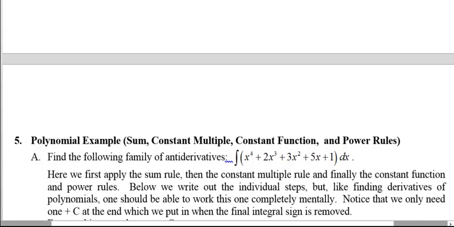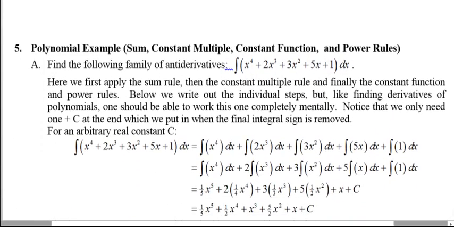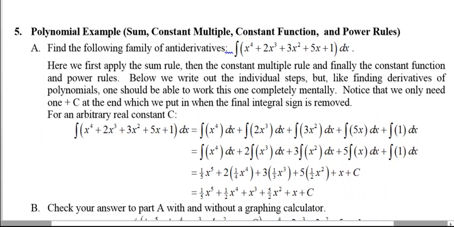Let's do a polynomial. Now, polynomial, this is going to actually use the sum rule, the constant multiple rule, the constant function rule, and the power rule. It's going to use all of those rules. So the first thing is the antiderivative of the sum is the sum of the antiderivatives. And then in each case we can bring these coefficients out front. And then we can use our power rule, our constant rule, and of course adding our c at the end, and get our answer. And of course you can actually do this completely in your head, just like you can do derivatives of polynomials in your head.